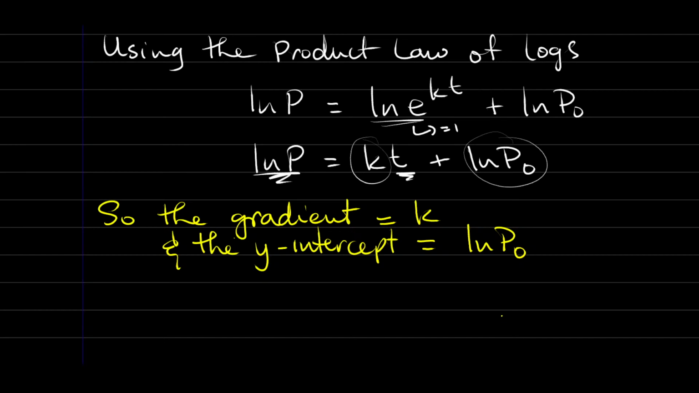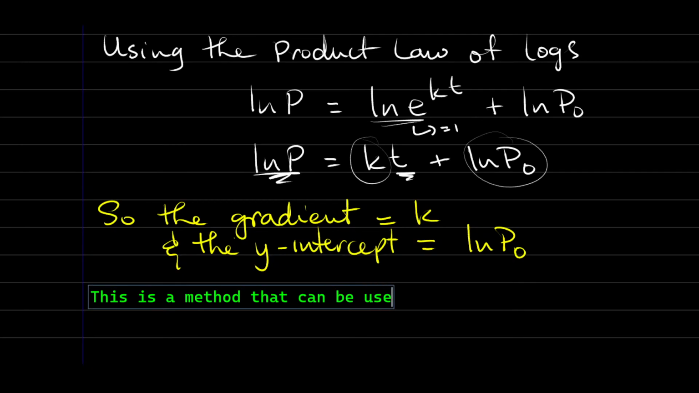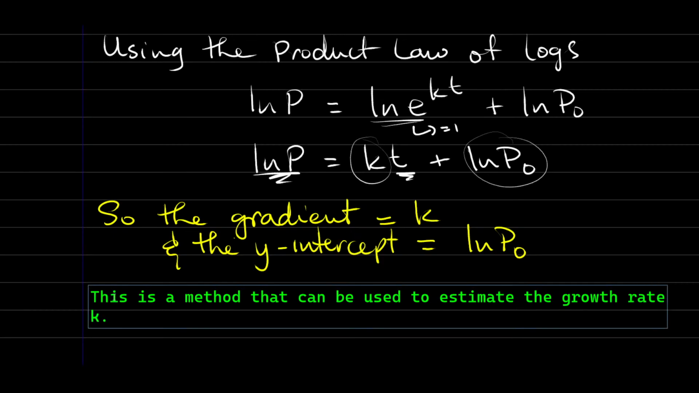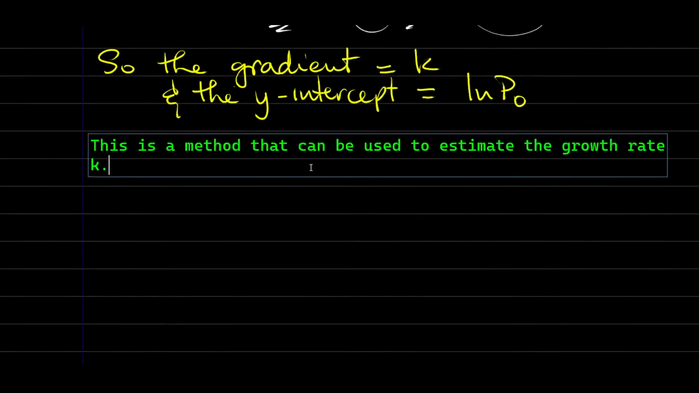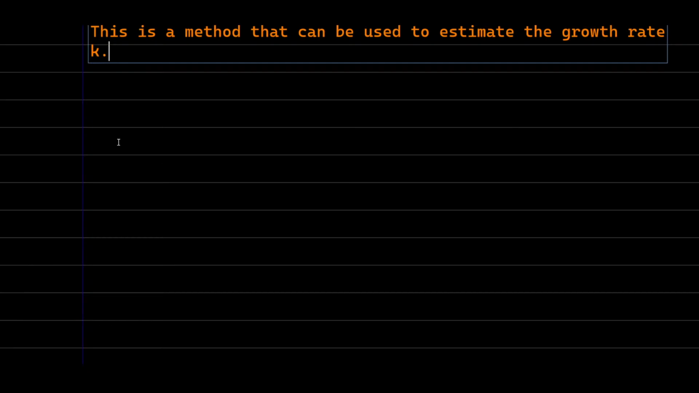All right, and from there you can simply use this method. I'll just put a note here. This is a method that can be used to estimate the growth rate k. You can estimate the growth rate k just by reading off the gradient or calculating the gradient of that straight line, which is much easier than doing it with a curve, right? It's much easier than doing it with a curve.